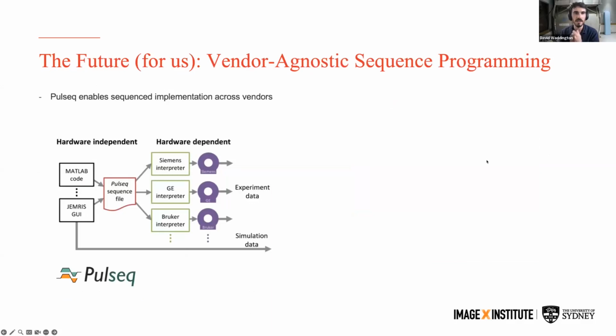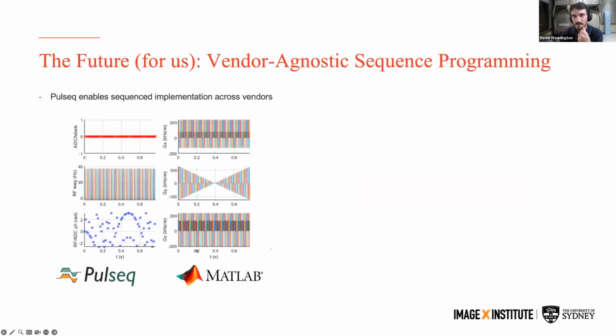So looking very quickly towards the future, I just want to say, one of the things we're working on now is vendor agnostic sequence programming as well. In particular, some of you may have seen PulseSeq. It's kind of the other side of the Gadgetron. Rather than the reconstruction, it's the acquisition. PulseSeq generates this vendor agnostic file that then gets put into an interpreter for your particular platform. You can then simulate what the acquisition should look like in MATLAB.